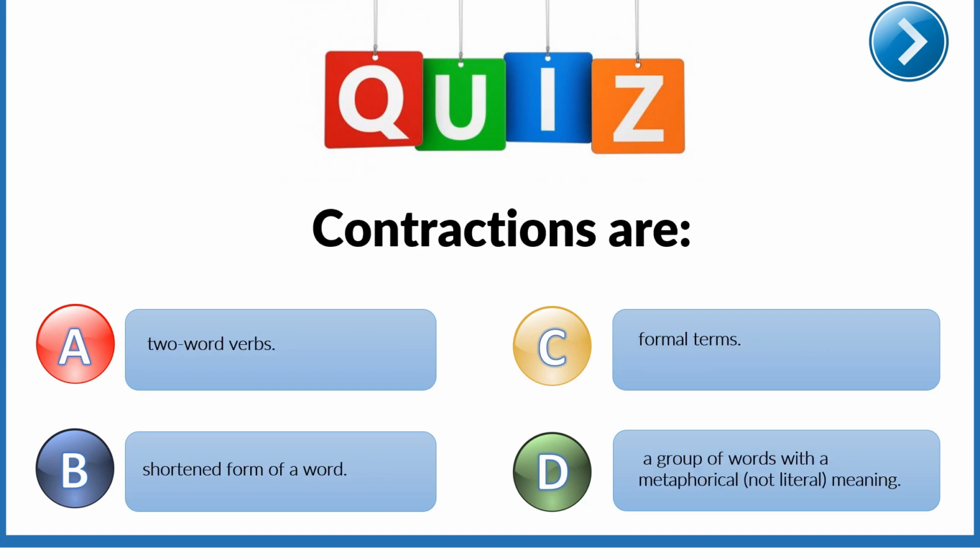For the second item, contractions are A. Two-word verbs. B. Shortened form of a word. C. Formal terms. Or D. A group of words with a metaphorical or not literal meaning. What's your answer? Very good. It's B. Contractions are shortened form of a word.